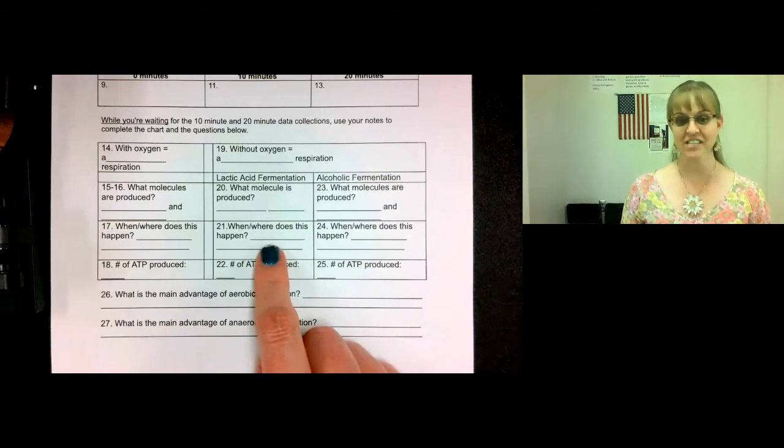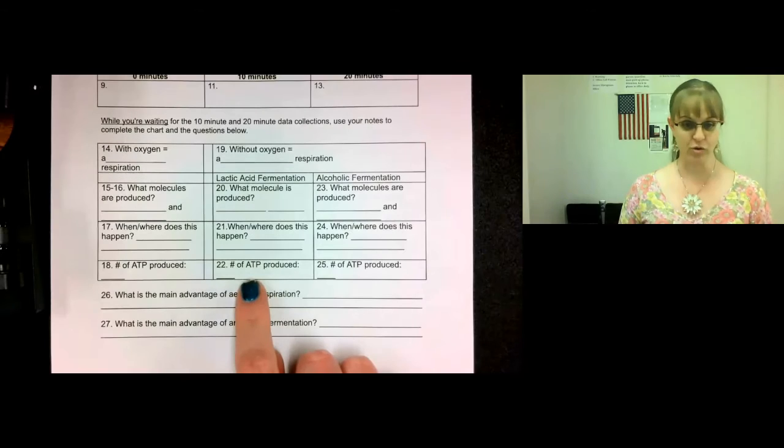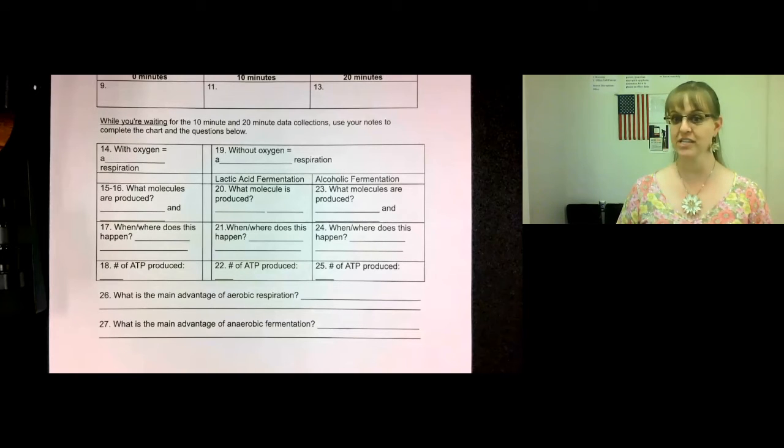Where does lactic acid fermentation occur? This time, I want what part of your body does lactic acid fermentation, what type of tissue, and remember this gets sore when you exercise a lot. And of course, how many ATP are produced? Alcoholic fermentation occurs in the one-celled organism we just used in your lab, and it also occurs in plants.